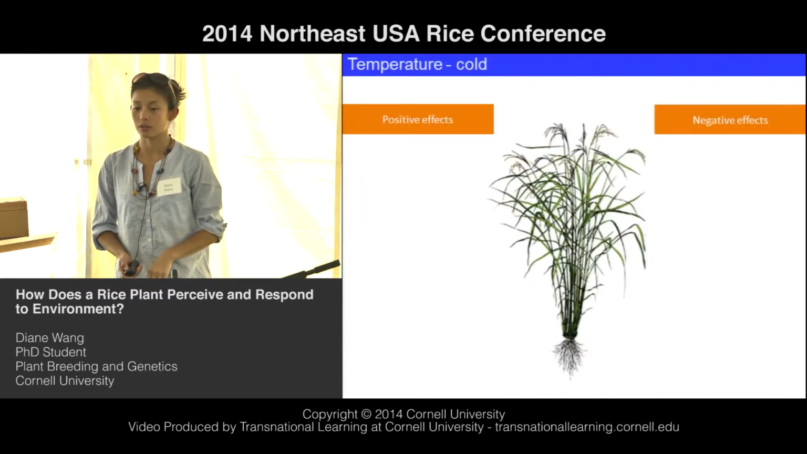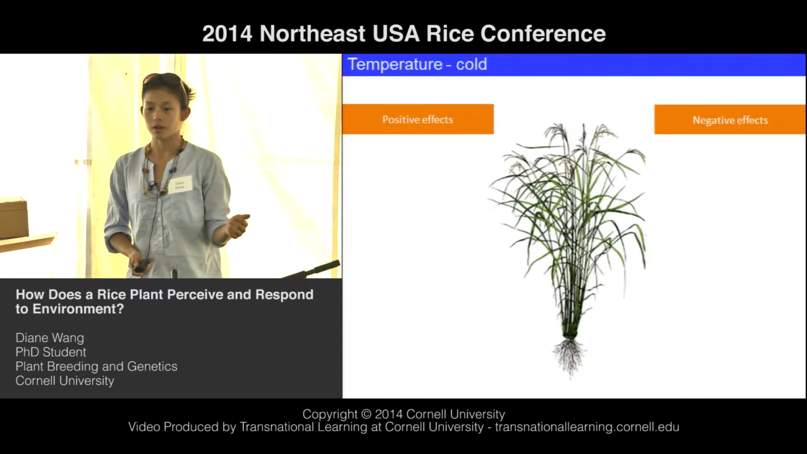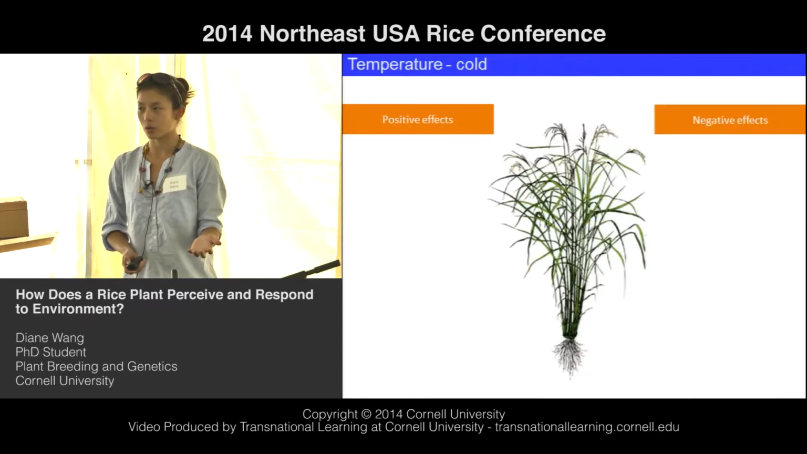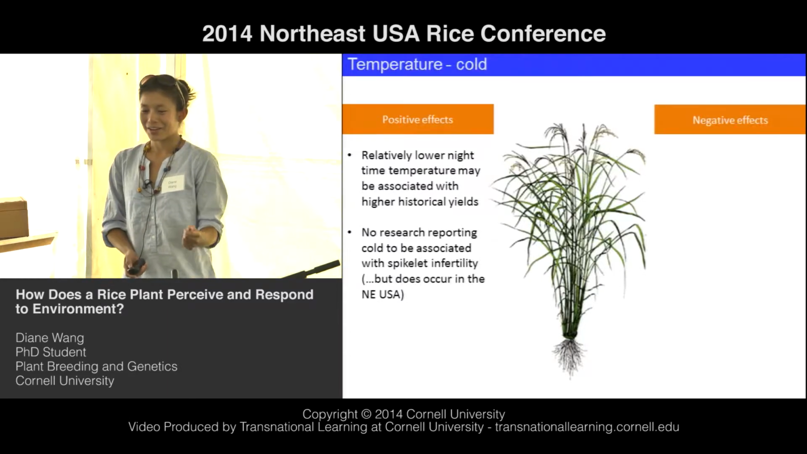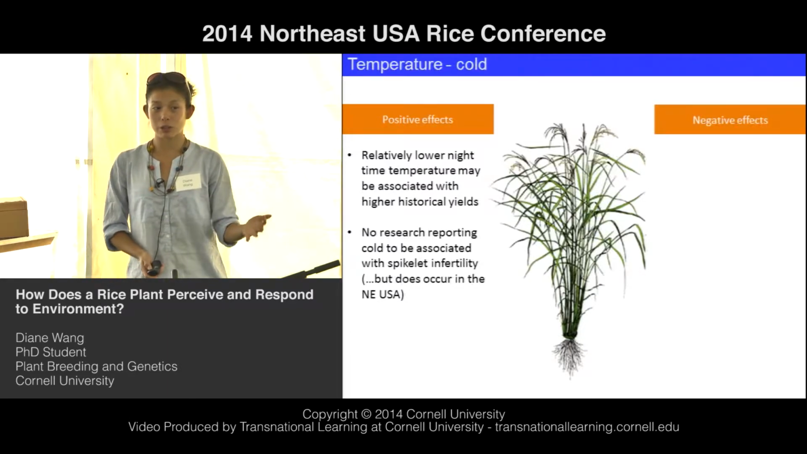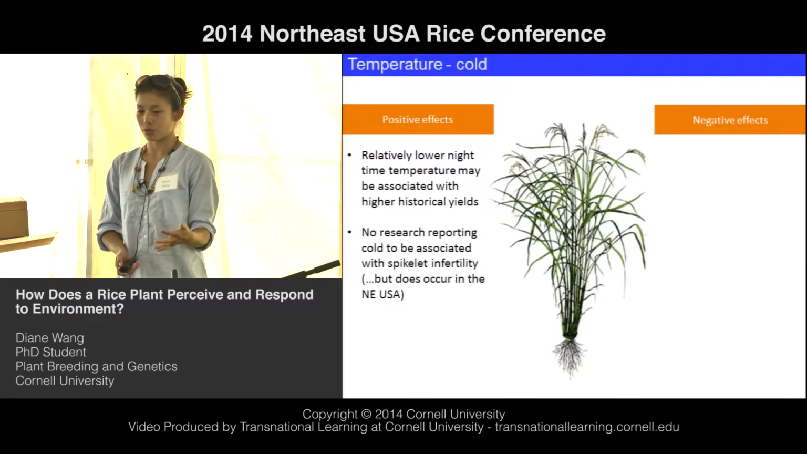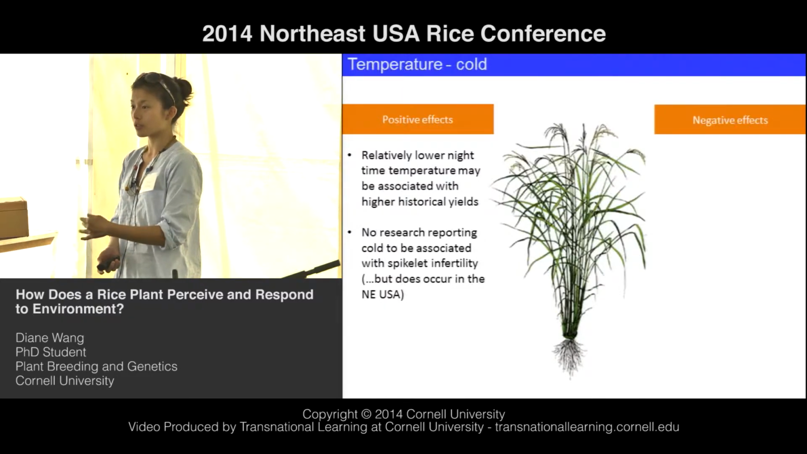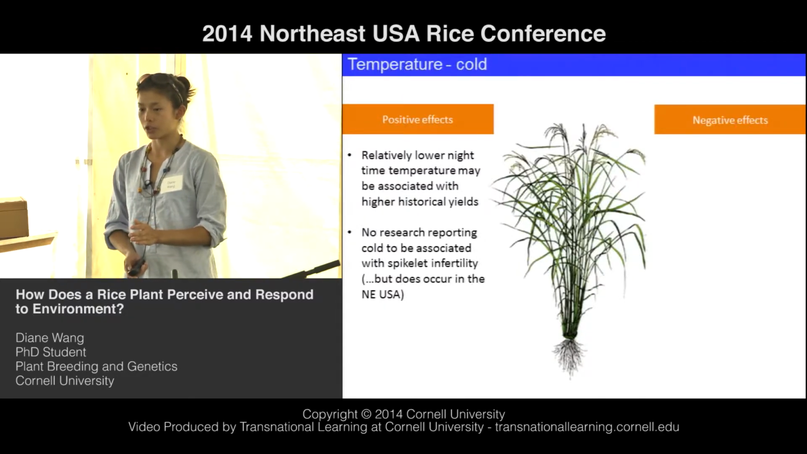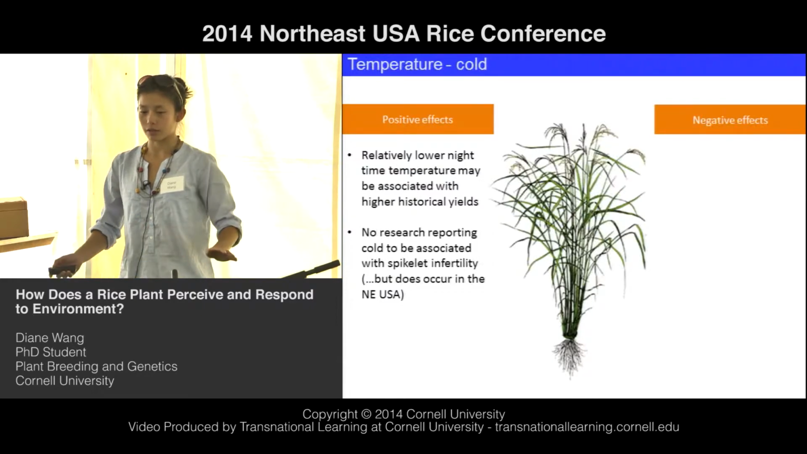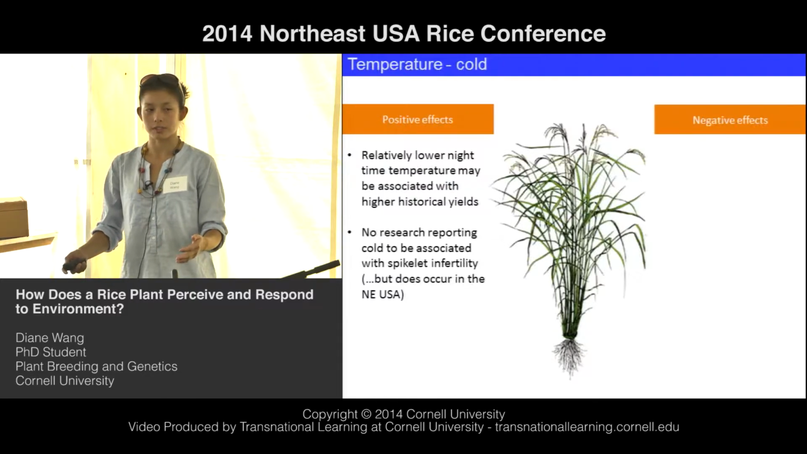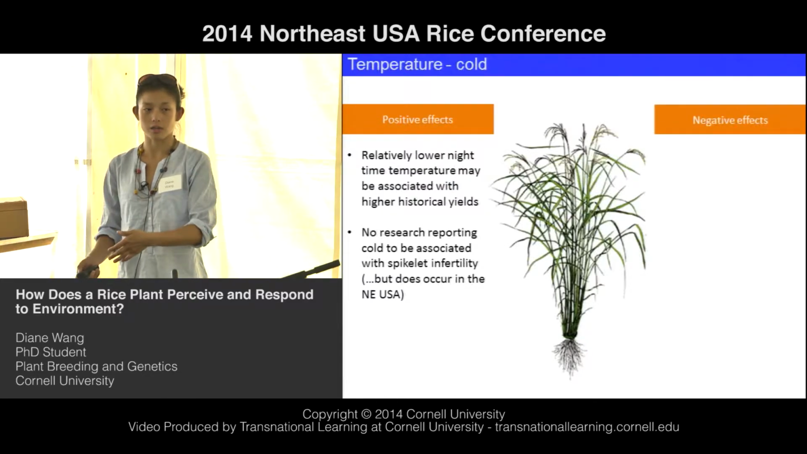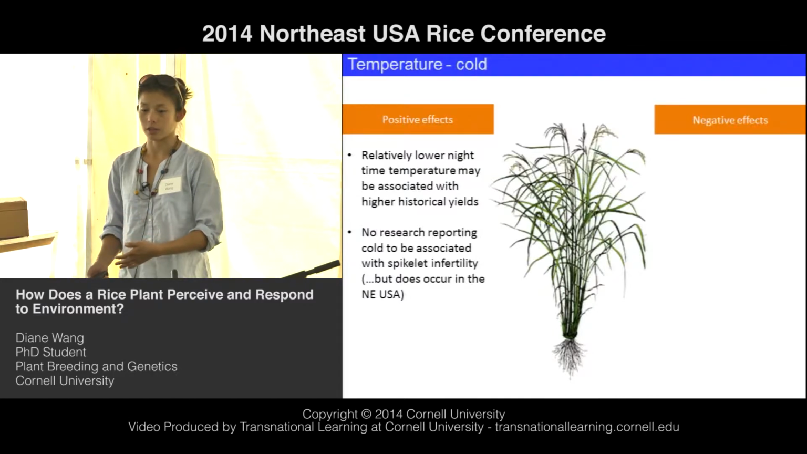All right, so then moving on to cold, which is the other extreme. Some of the positive effects of cold, I couldn't come up with too many, but it has been shown that relatively lower nighttime temperatures have been associated with higher historical yields. There was a study that came out that did a bunch of modeling across maybe 20 years of historical data, and their conclusion was that rising night temperature is what caused lower yields in the same varieties across time.